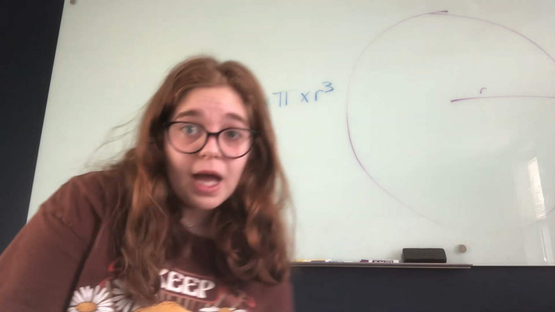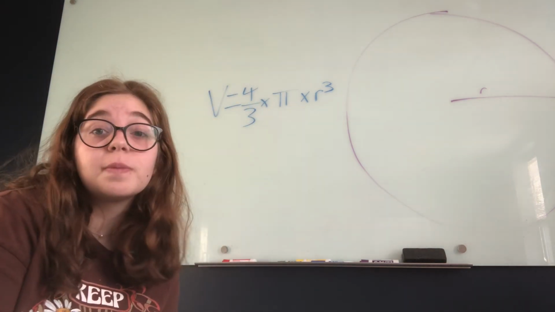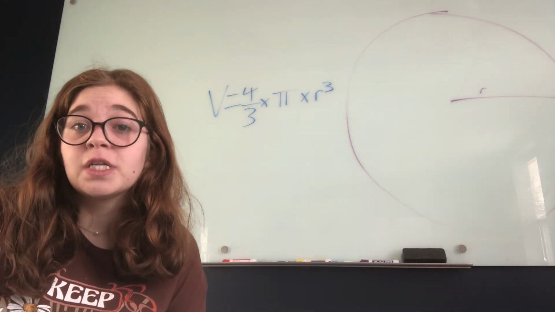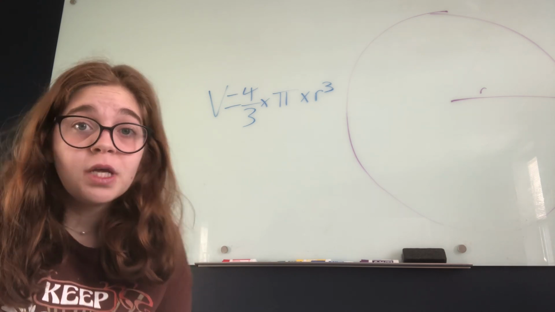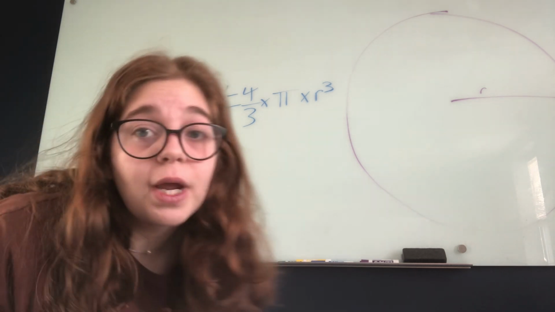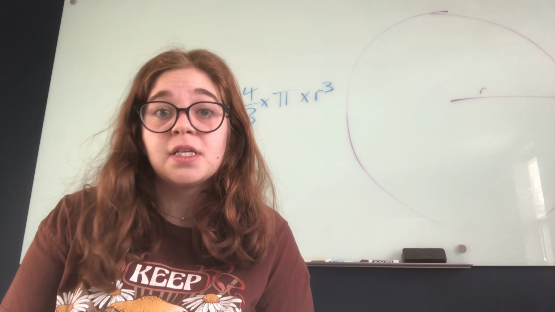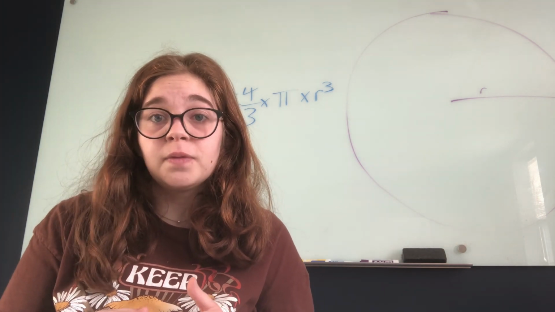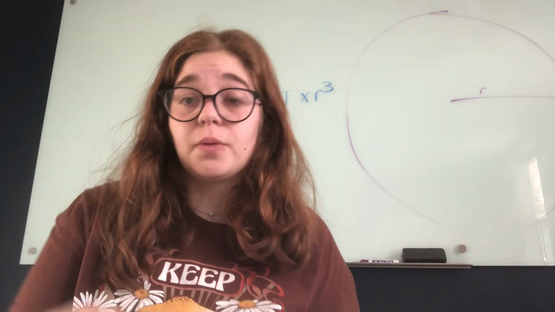So behind me we have the volume of a sphere, which is V equals 4/3 times pi times r cubed. And then I have a picture. The radius, if you remember from our last lesson, is the middle of the circumference. The middle of the diameter.